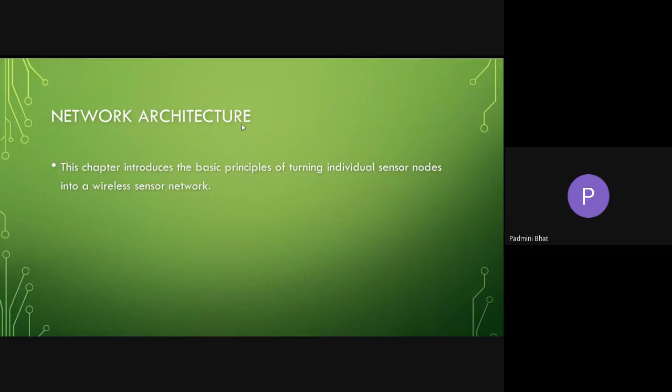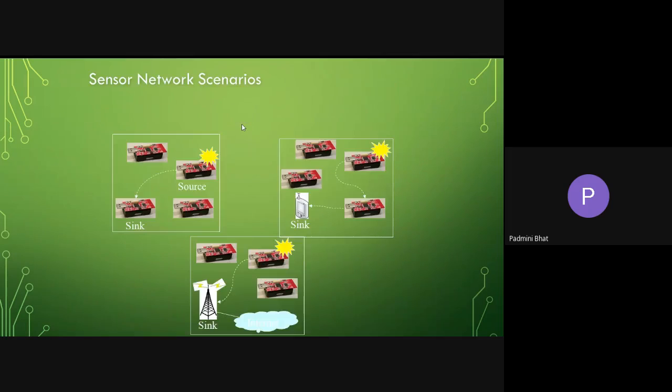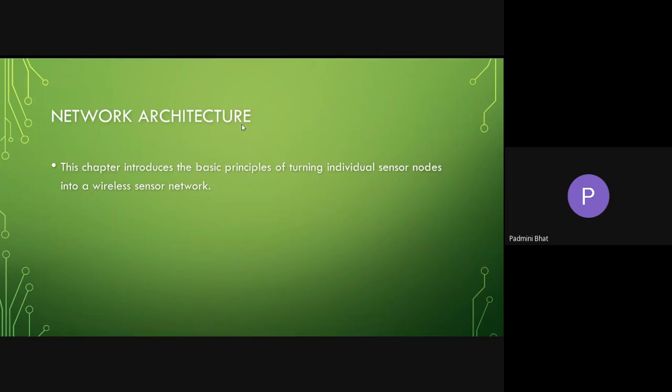Next, coming to network architecture. It introduces basic principles of turning individual sensor nodes into a wireless sensor network. That means what we studied about the sensor nodes, now we are clubbing those sensor nodes into the wireless sensor network, because with one node we cannot work. So we will have different nodes. How do we club them? When we are clubbing, how does it actually perform? What protocol do we need to adopt?